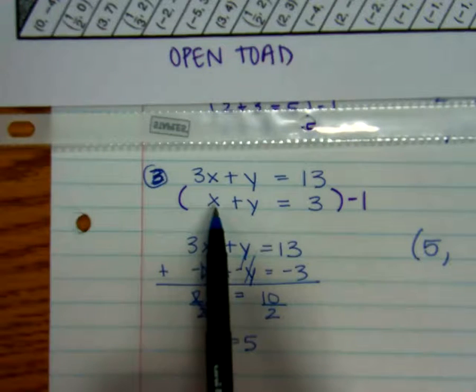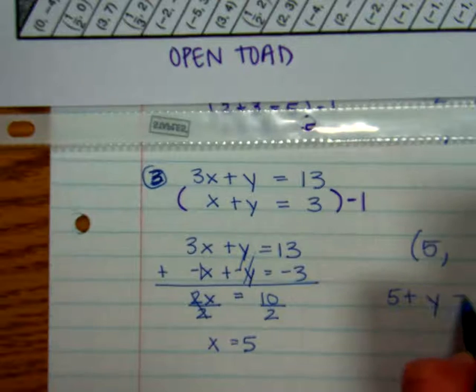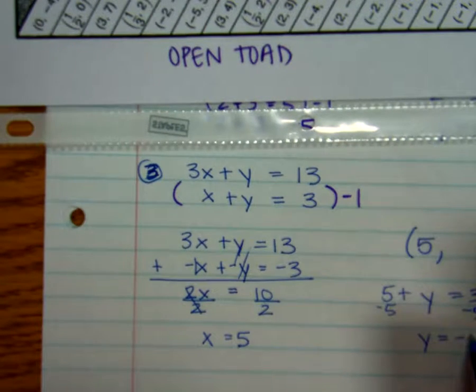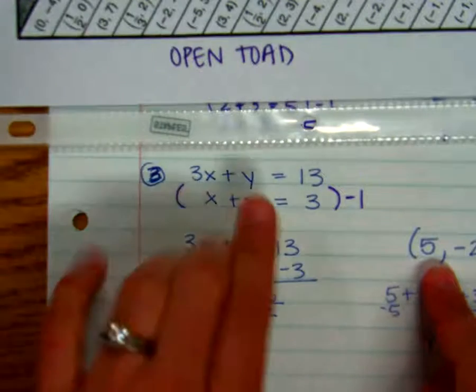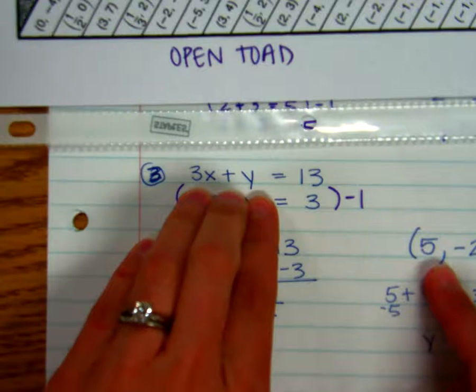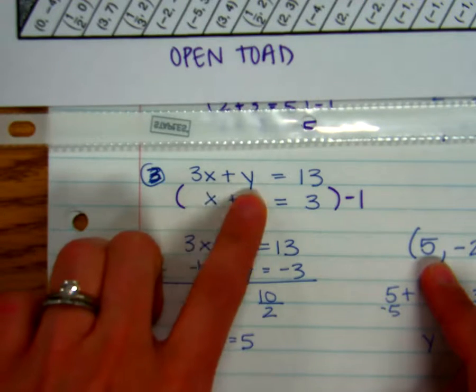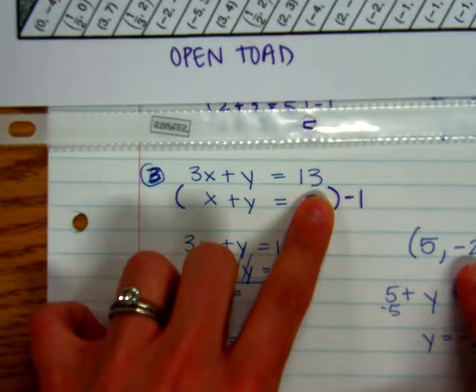So in this equation, I have x plus y equals 3. So I would just have 5 plus y equals 3. Minusing 5 from both sides leaves me with negative 2, which is my y. Use this on your first equation and just make sure it works. 3 times 5 is 15. 15 plus negative 2 is 13. So this is where those two equations would intersect.